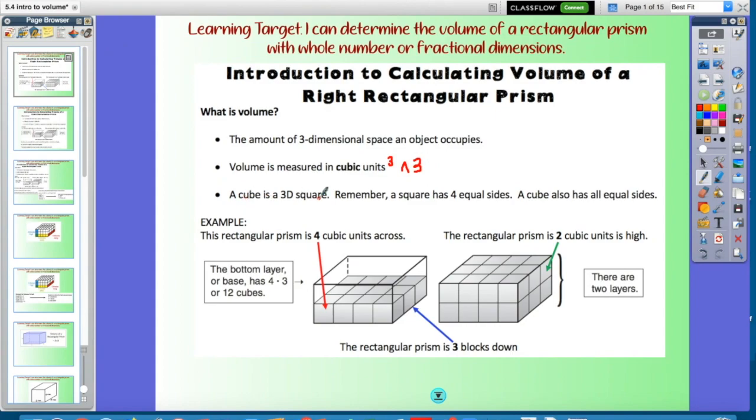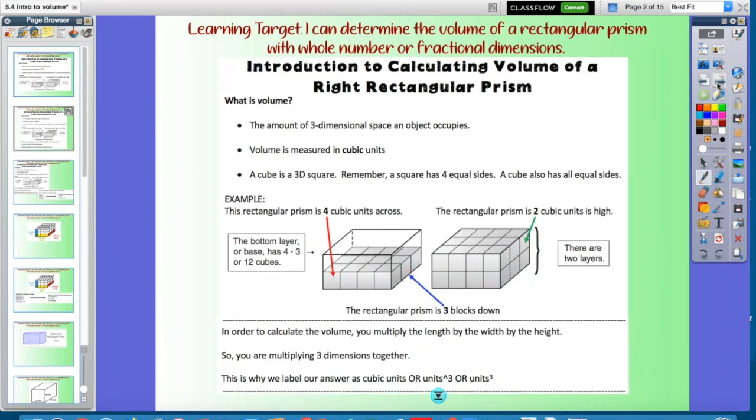So a cube is a 3D square. Remember, a square has 4 equal sides. A cube also has equal sides. So here we have a rectangular prism. It's 4 units across, 3 units down, and 2 units high. So instead of only having 2 measurements, like we've had with area, we now have 3 different measurements.